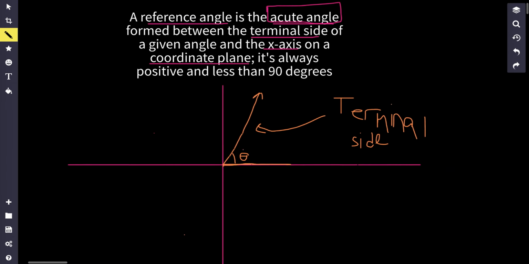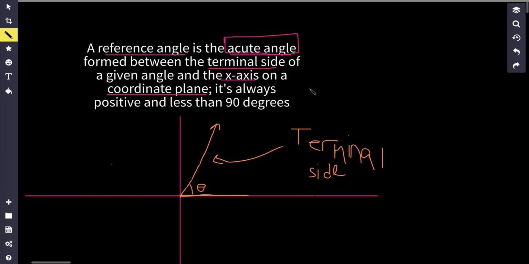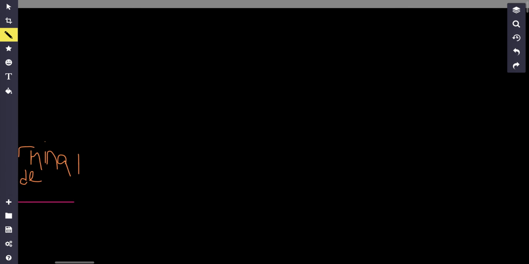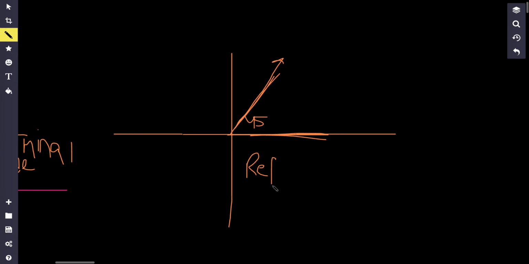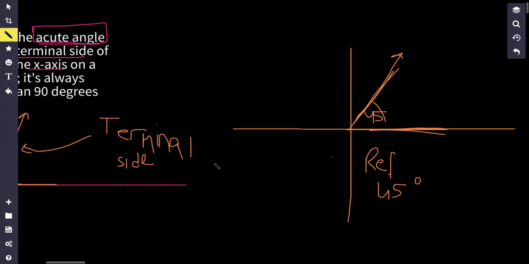Now in quadrant 1, the reference angle is always going to be itself. For example, if I create an angle with my x-axis, and let's just say the angle is 45 degrees, well, the reference angle would be 45 degrees, because it's the acute angle formed from this terminal side and the x-axis. 45 degrees is an acute angle because it's less than 90 degrees.